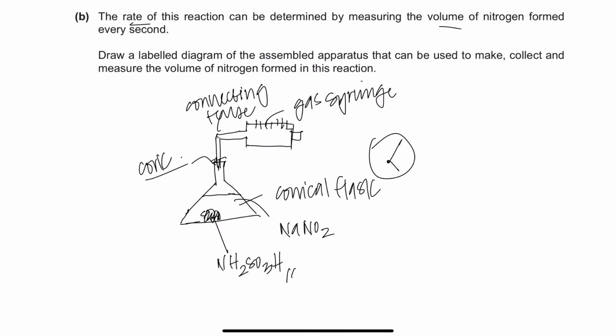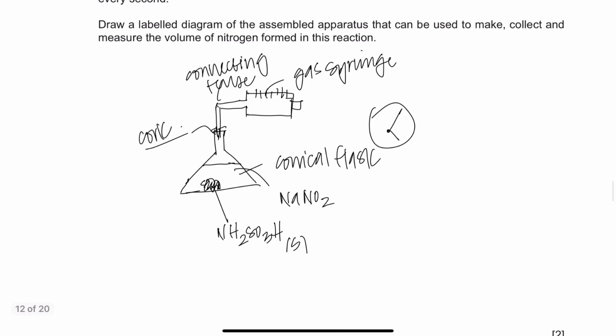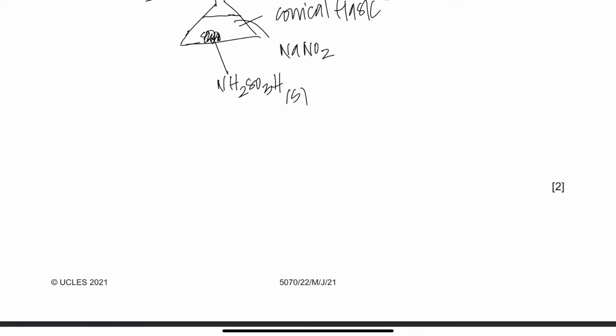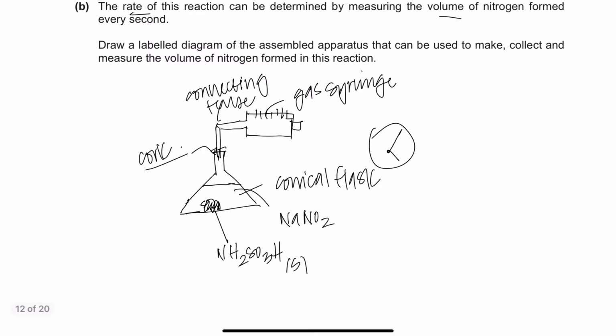Why? Because it's a solid, so solid चीज़ blocks में होती है, breaks में होती है, right? And NaNO2 it's aqueous, so मैंने उसको वो solution से represent किया. So that's all it is and you'll get 2 marks for this easy stuff. Connecting tube. That's known as the connecting tube.